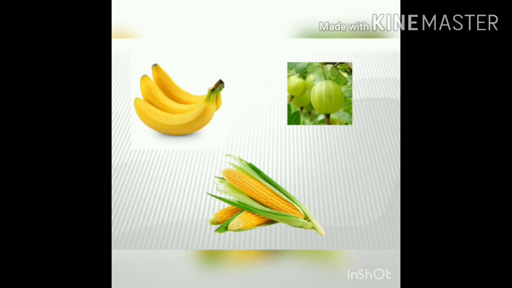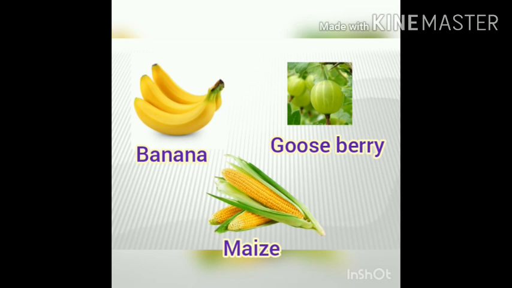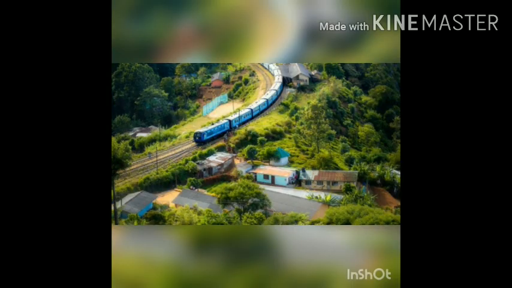These are bananas, gooseberries, maize. What are they used for? We will get all the answers from this lesson. There are many things around us.